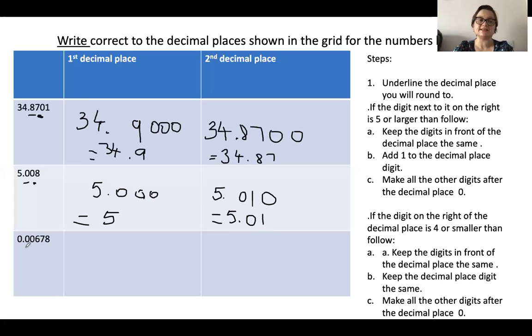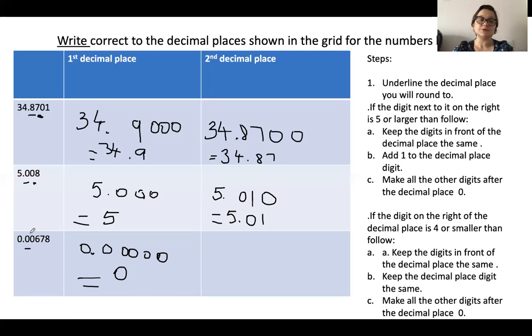Let's round to the first decimal place, the third number. The first decimal place is the first 0, so we underline it, and the number next to it is 0. That means we keep all the digits in front exactly the same, and the digit of the decimal place here stays the same because the number next to it is less than 5. So 0.0, and all the other digits become 0. So there are 1, 2, 3, 4, 5 zeros, and this is simply 0. Rewrite it as 0. So 0.0000, it is a 0.